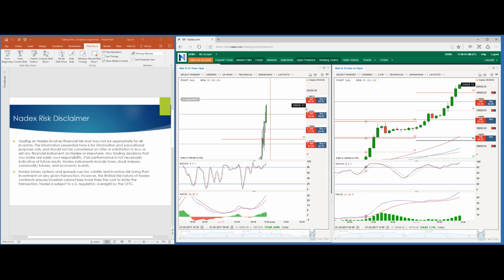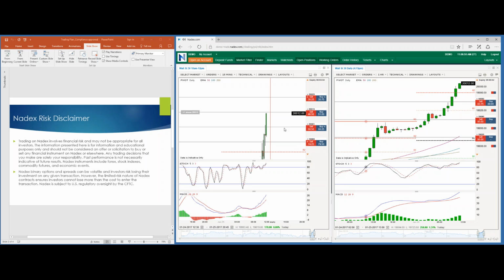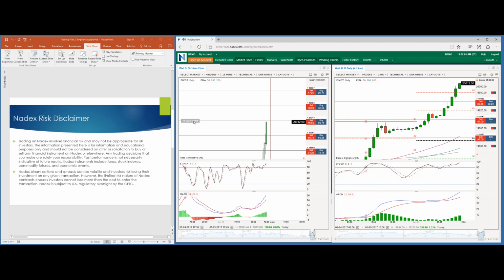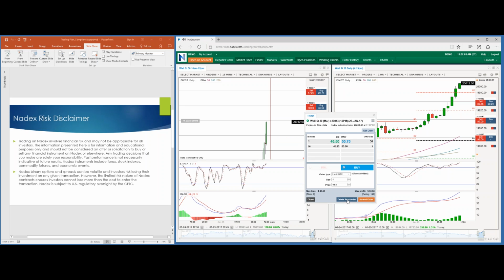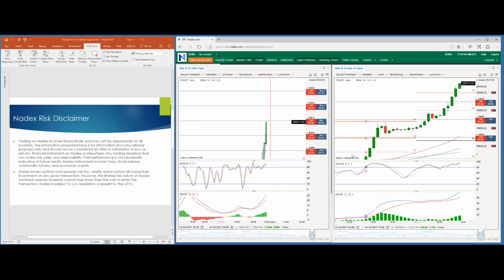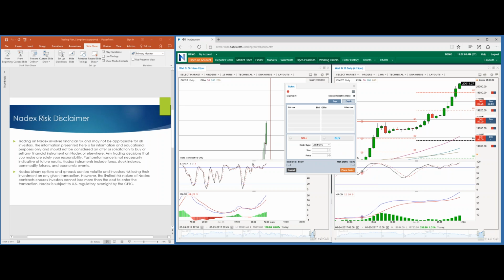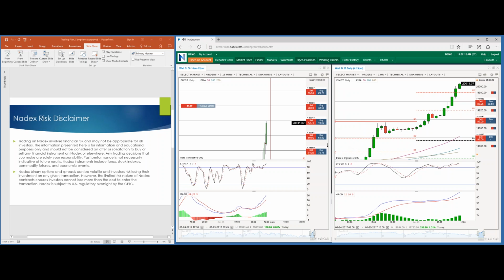Okay, now some of you wanted to sell. It's just moving too fast for me, isn't it? Okay, let's cancel this order. And let's just go up to 20.025. That's one strike price out.